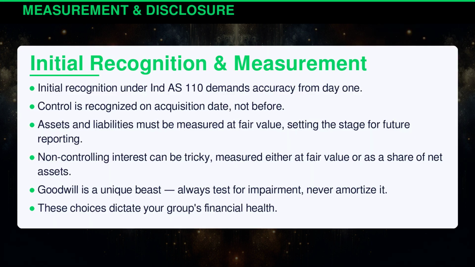Initial recognition under Indian Accounting Standard 110 demands accuracy from day one. Control is recognized on acquisition date, not before. Assets and liabilities must be measured at fair value, setting the stage for future reporting. Non-controlling interest can be tricky, measured either at fair value or as a share of net assets. Goodwill is a unique beast. Always test for impairment, never amortize it. These choices dictate your group's financial health.